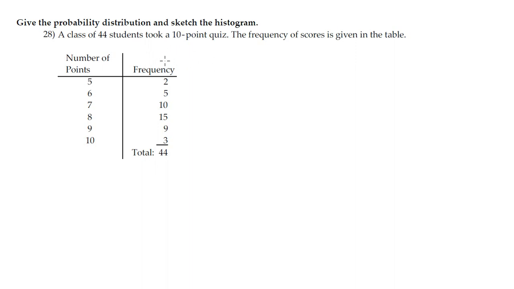28. A class of 44 students took a 10-point quiz. The frequency of scores is given in the table. So we want to create a probability distribution and sketch the histogram. So I'll extend this table and create a column for probability.